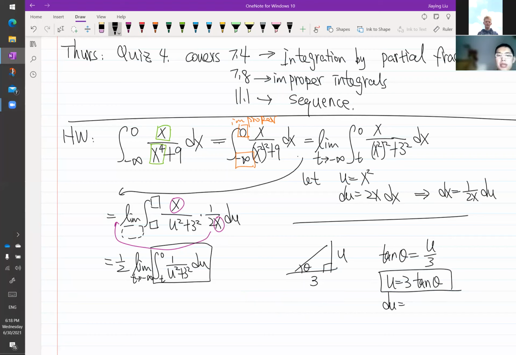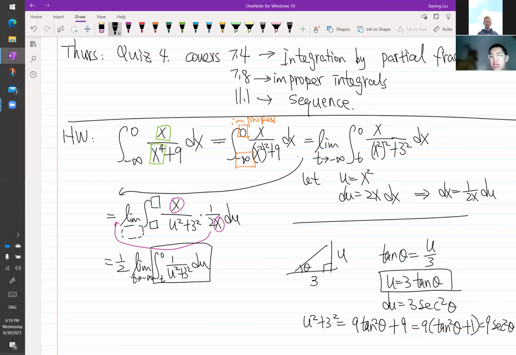So the du we need because we have the du in the integral. So that's a 3 secant squared theta. And then u squared plus 3 squared, I can find it on the side before I plug into the integral. So u squared plus 3 squared, that's going to be 3 tangent theta squared. So that's a 9 tangent squared theta plus 3 squared, which is 9. Again, you can keep it as 3 squared. But for now, just 9 is fine. So that's a 9 tangent squared theta plus 1. And if you remember the identity, that's going to be 9 secant squared theta.